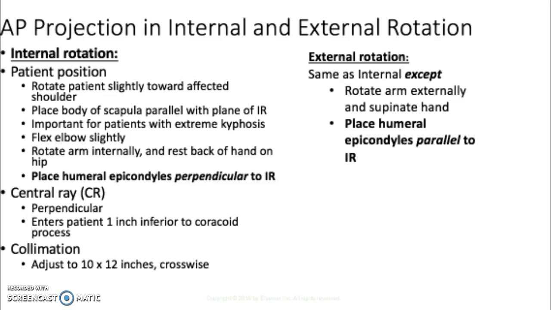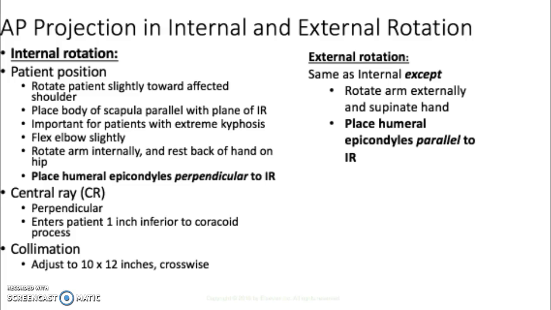So internal and external rotations vary just a little bit. Your position for your patient is pretty much the same. And it says you want the scapula parallel with the plane of the image receptor. So you're going to rotate the patient just a little bit toward that affected shoulder.